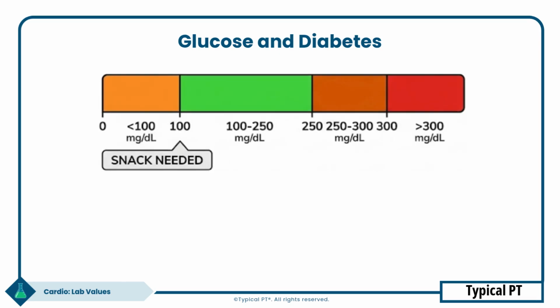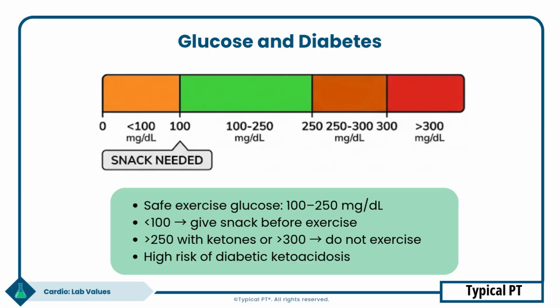For exercise in diabetic patients, 100 to 250 milligrams per deciliter is generally safe. Below 100, the patient may need a snack before starting. Above 250 with ketones present, or above 300 regardless, do not exercise. There is significant risk of diabetic ketoacidosis.